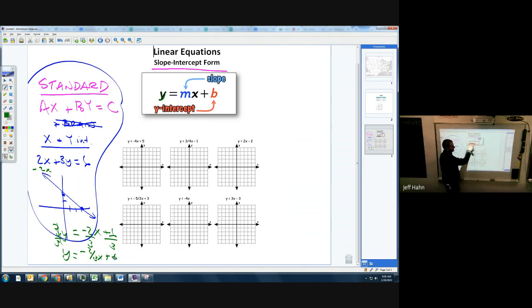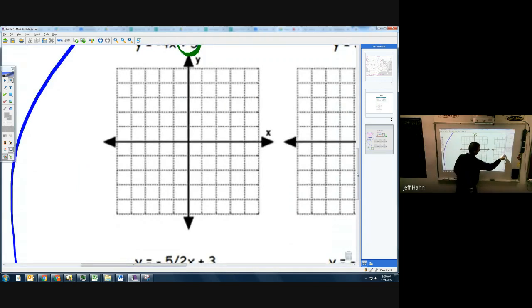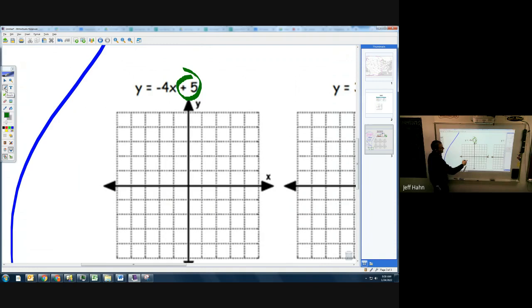The reason this is nice is that graphing something in slope-intercept form is only 2 steps. Step number 1: the letter b is the y-intercept. That is where it crosses the y-axis. If I'm looking at this graph right here, the first thing I would do is look at that number at the end. It's a plus 5. Here at positive 5, that's my starting point. I'm starting at 1, 2, 3, 4, 5. It crosses the y-axis at 5. That's what that point tells me.